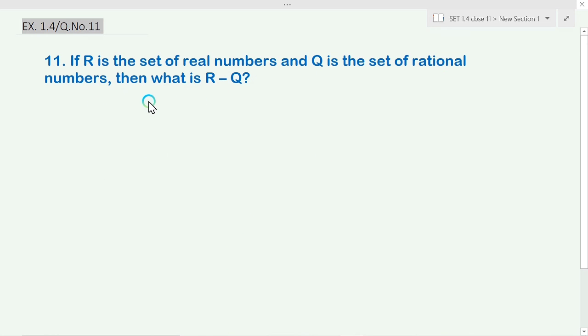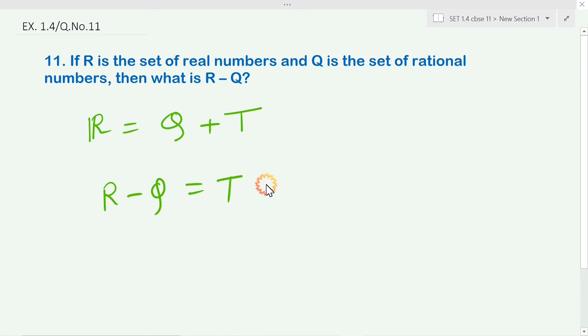Now 11. If R is the set of real numbers and Q is the set of rational numbers, then what is R minus Q? The set of real numbers is the union of the rational numbers and the irrational numbers. So R minus Q equals T, that is the set of irrational numbers. This is the answer.